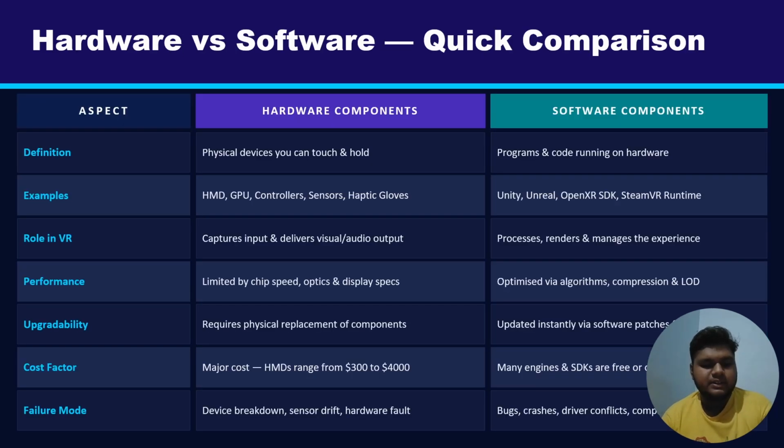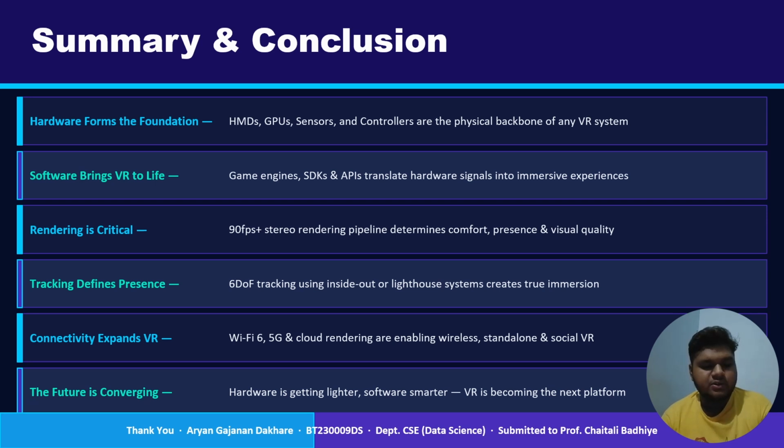To wrap it up, a reminder: hardware is the body, the physical sensors and display. Software is the soul, the code and engine that manages the experience. Hardware is limited by physics and cost, while software is updated instantly via patches. VR is no longer science fiction. As hardware gets lighter and software gets smarter, we are looking at the next major computing platform.